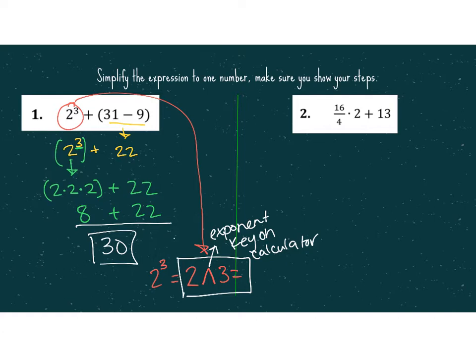I don't see any grouping symbols here. The next thing I would look for is any exponents, and I don't see any exponents either. So now I'm going to go ahead and take care of multiplication and division. So here is where I have some division. Remember that fraction bar means divide. If that's a note you need to write down, go ahead.